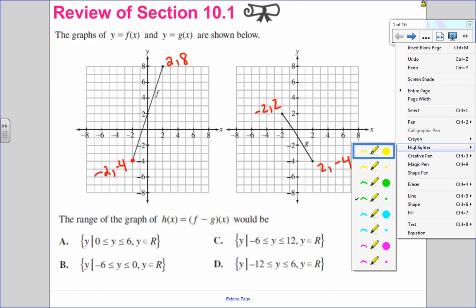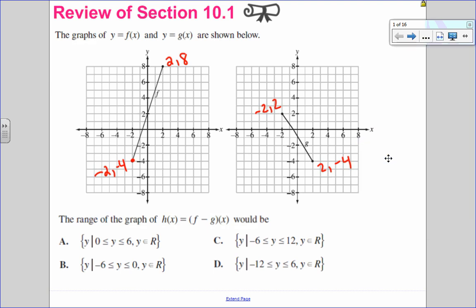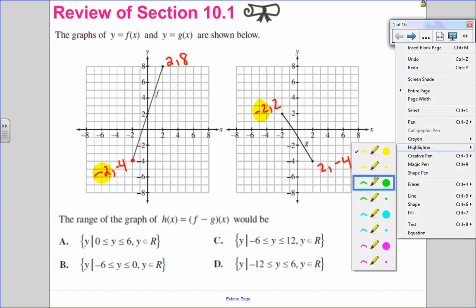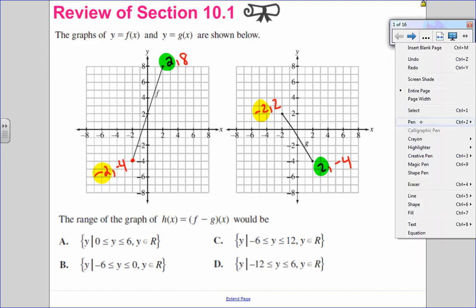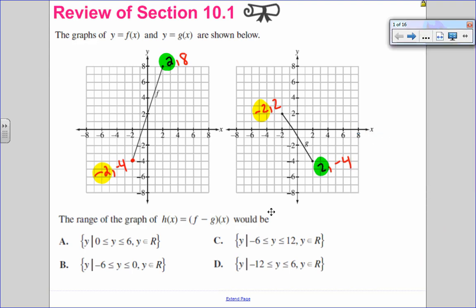So if I want to know the range, and those are the y values, for h of x, which is f of x minus g of x, I'm going to look at the endpoints. I notice that this endpoint has the same x value as that endpoint, and this endpoint has the same x value as that endpoint. So that's going to help me when I do my range. So h of x is f of x minus g of x. And again, it has to do with the y values.